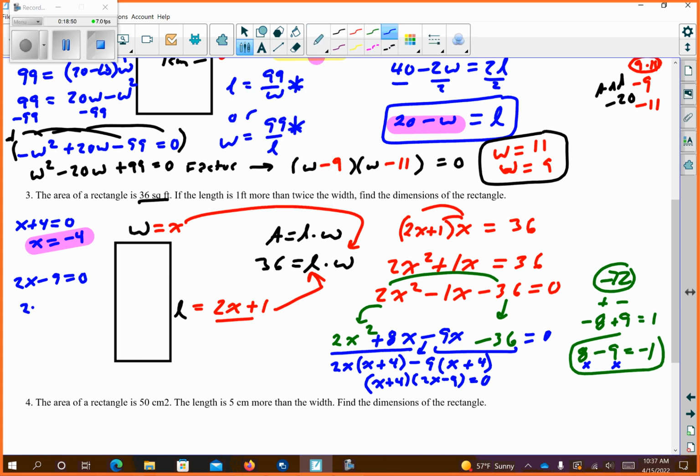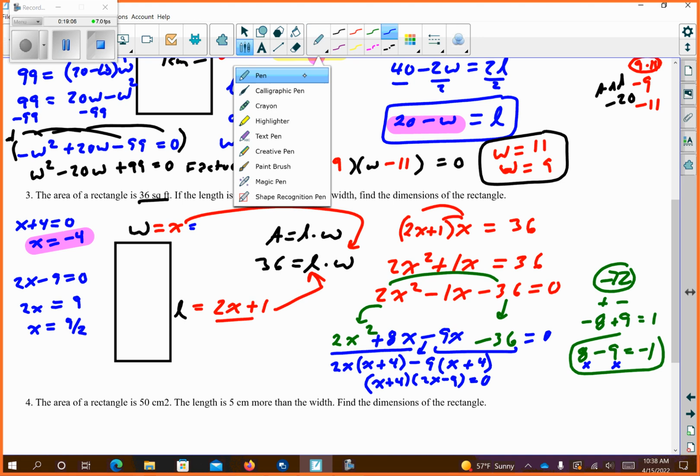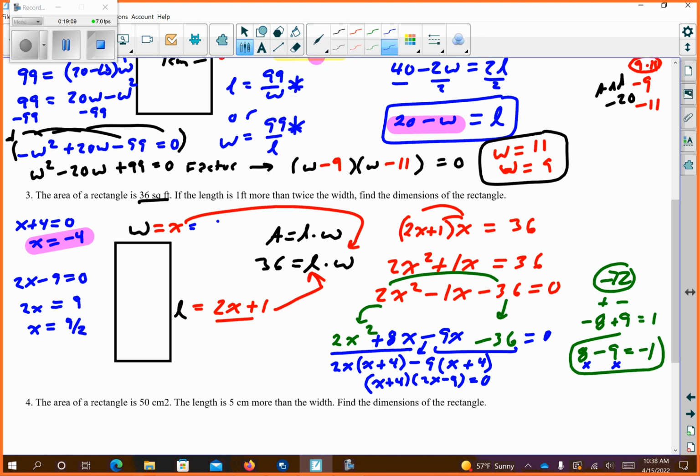Let's solve the other one. So I get 2x minus 9, so 2x equals 9. So x equals 9 over 2. So that's feet. So that's my width. If I take that 9 over 2 and plug it in here, what's going to happen? Those cancel. 9 plus 1 is equal to 10.